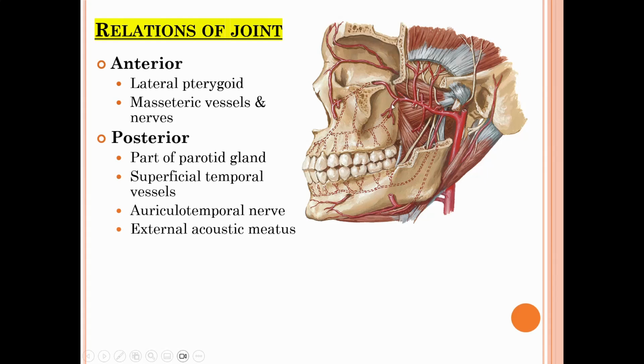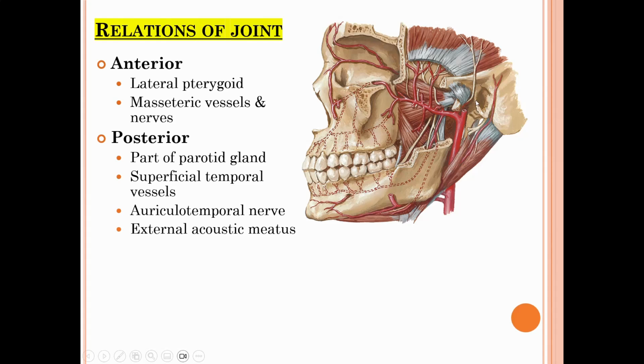And here you can see the infraorbital artery and the posterior superior alveolar artery. These are the branches from the third part of the maxillary artery. The remaining there is no need to talk about. So these are the anterior relations: the lateral pterygoid and the masseteric vessels and nerve.